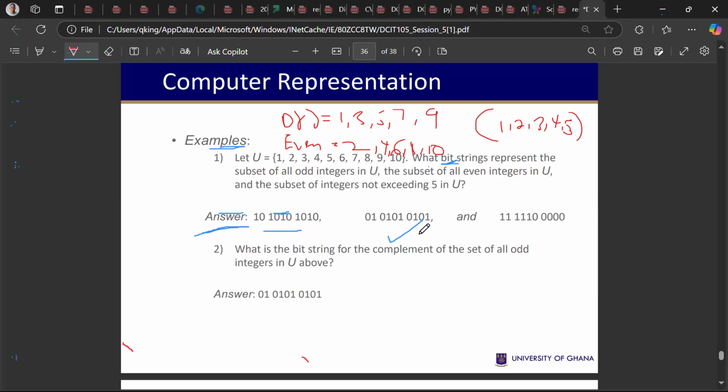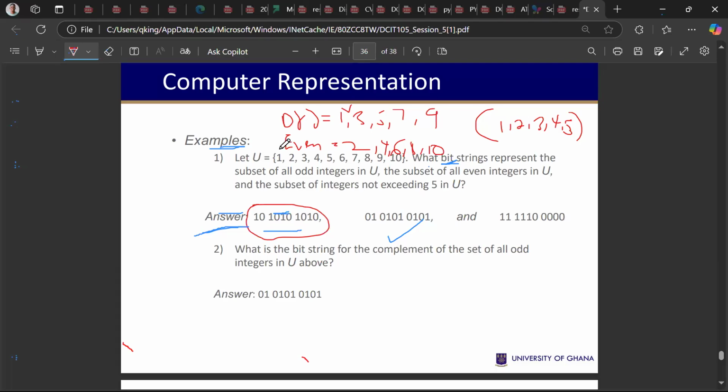Now, like I was saying, in the computer representation, an element that can be found in a particular set is represented with 1, and the ones that are absent are represented with 0. That is basically what the computer representation is all about. So let's take the first one, the odd numbers. We have 1 from the odd numbers.